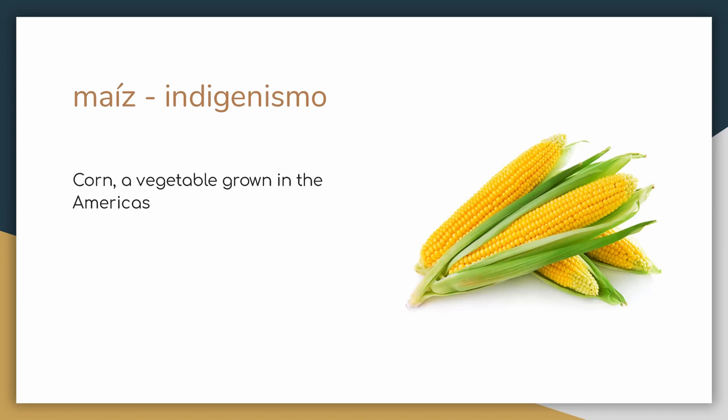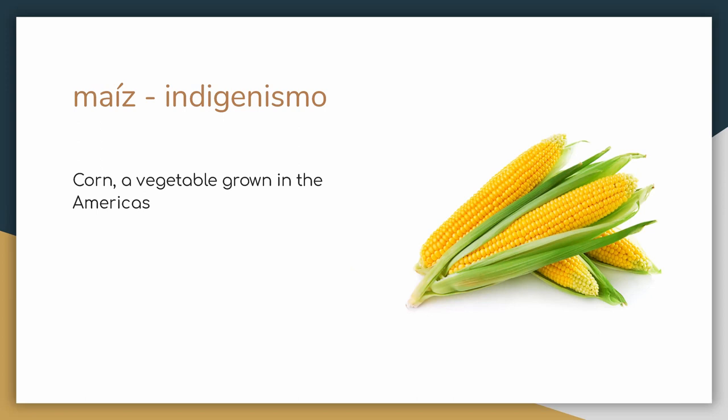And then we have maíz, which I think a lot of people won't find surprising. This is actually corn in English. It's a vegetable that's grown in the Americas. So very, very famous. And in fact, at least in North America, it's one of the most grown crops even to this day. But we know that this was something that was grown in the Americas. So it wasn't originally a part of the Spanish language, but it was absorbed into the language later after it came to the Americas.